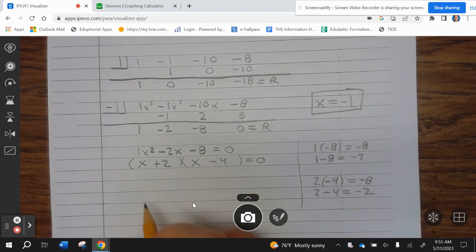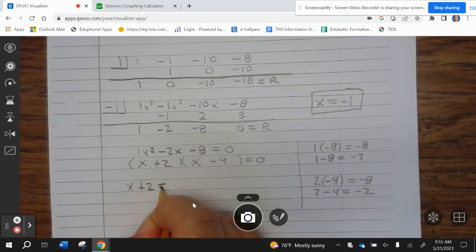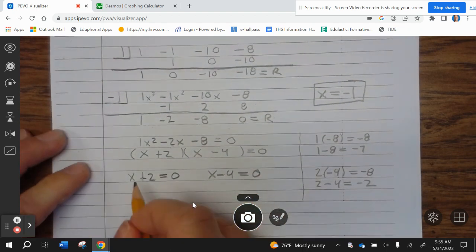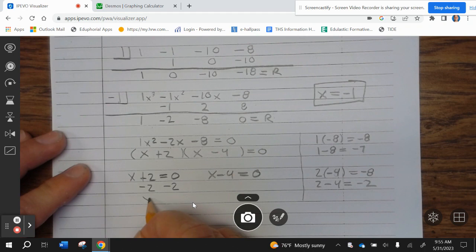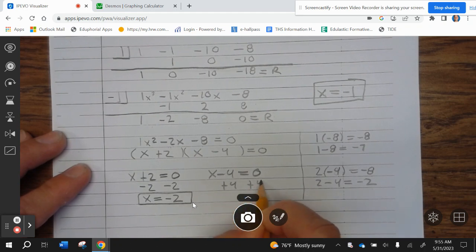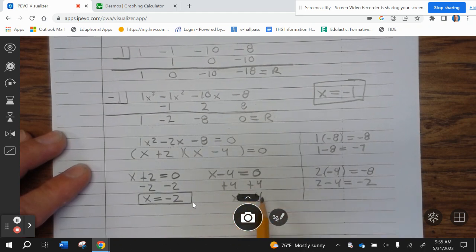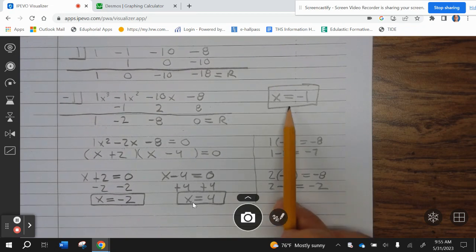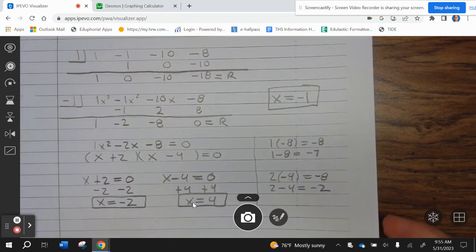Okay, so now we set each of these equal to 0. x plus 2 equal to 0. x minus 4 equal to 0. So then subtract 2 from both sides. x equals -2. Add 4 to both sides. x equals 4. Okay. So we have our 3 zeros. All right, go ahead and finish up example 1, and let's take a look at example 2.